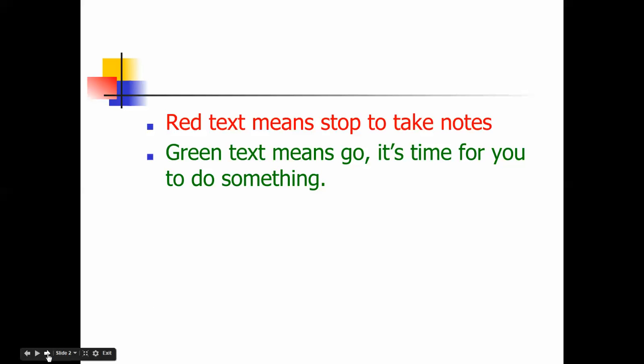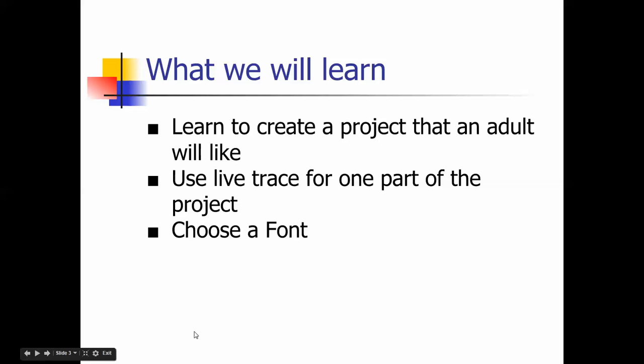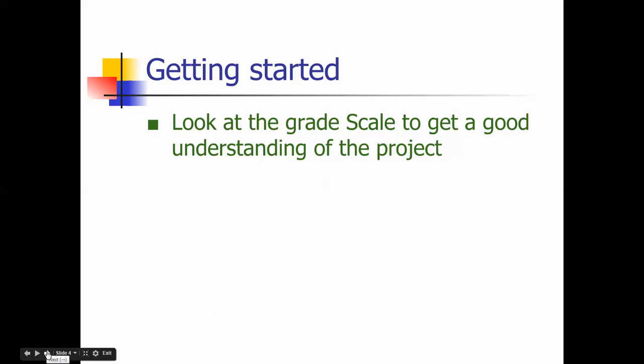Okay? All right, red text means stop, green text means do what it says. All right, here's what we're going to learn. And look at the grade scale to get an understanding of the project. So make sure you look at the grade scale first, and also make sure that you have done your sketch first. You're supposed to do a hand-drawn sketch first.